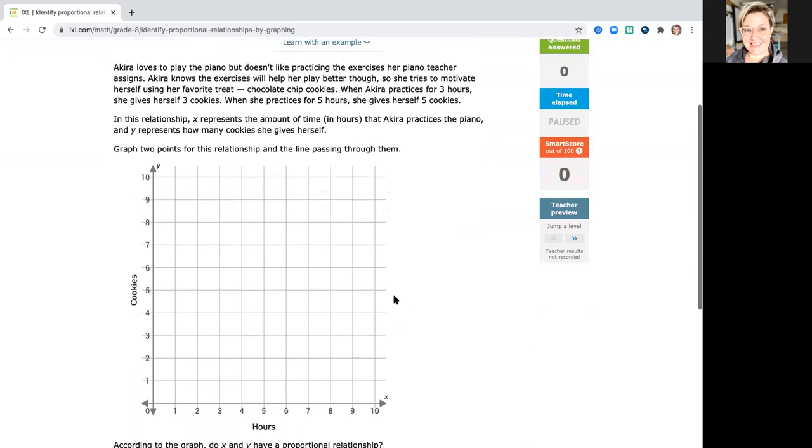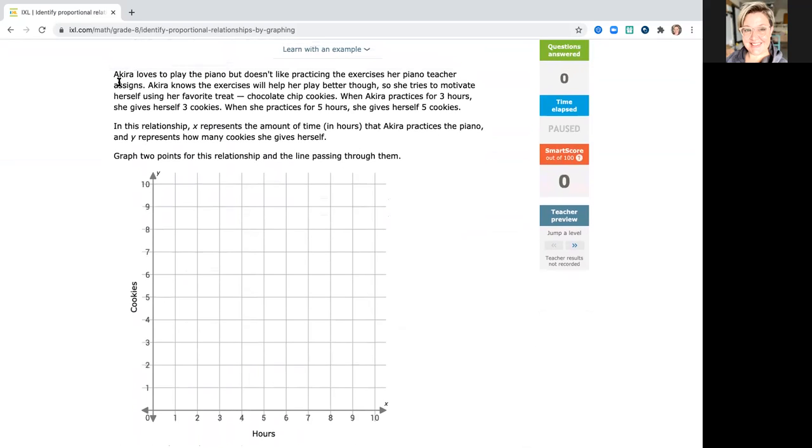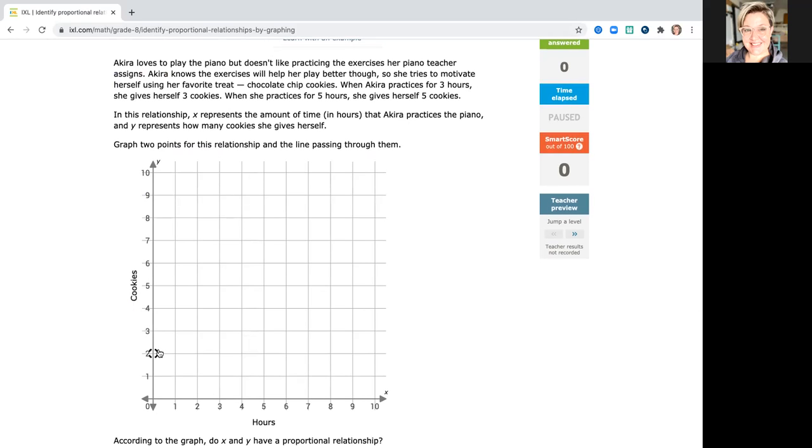So it's going to ask us to solve this problem. Akira loves to play the piano, but doesn't like practicing the exercises her piano teacher assigns. Akira knows the exercises will help her play better, though, so she tries to motivate herself using her favorite treat, chocolate chip cookies. When Akira practices for 3 hours, she gives herself 3 cookies. When she practices for 5 hours, she gives herself 5 cookies. In this relationship, x represents the amount of time in hours that Akira practices the piano, and y represents how many cookies she gives herself. So we're going to graph those 2 points.